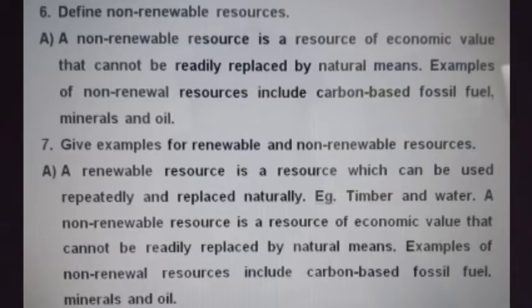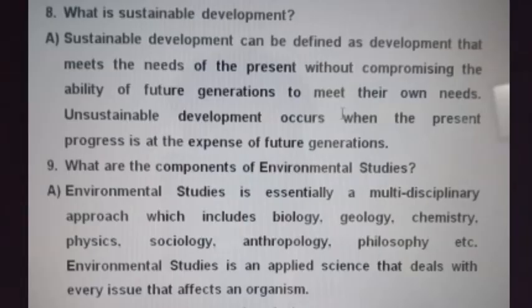Moving on to the eighth question, that is, what is sustainable development? Answer: sustainable development can be defined as development that meets the needs of the present without compromising the ability of future generations to meet their own needs. Unsustainable development occurs when present progress is at the expense of future generations.